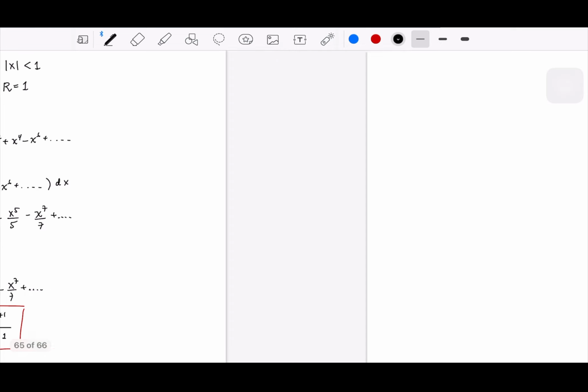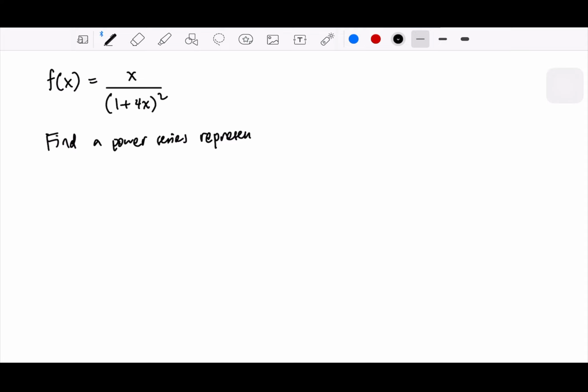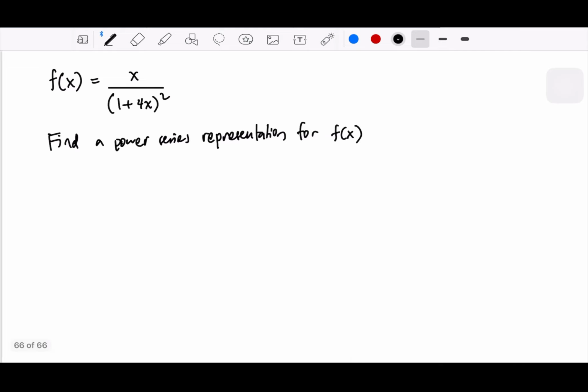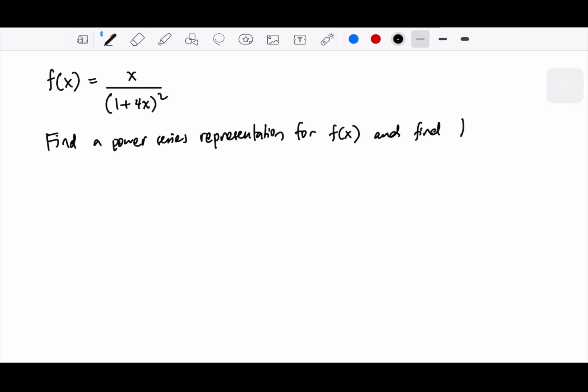Okay, maybe giving you an example: if we have f of x, find a power series representation for f of x and find R, the radius of convergence. Okay, let me just give you a couple minutes to check.